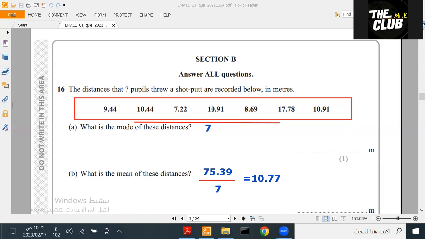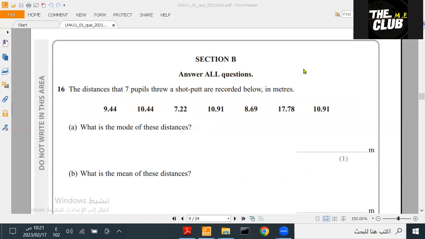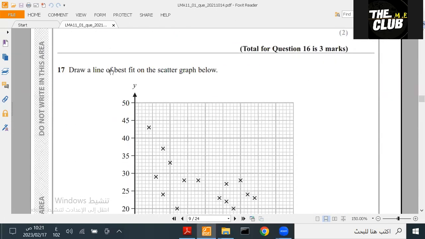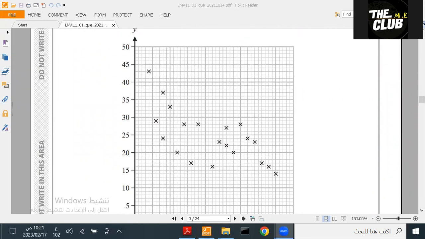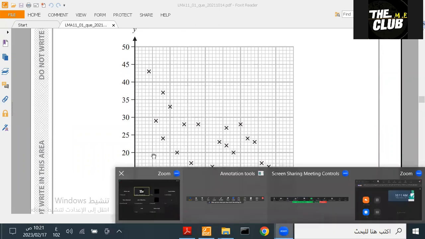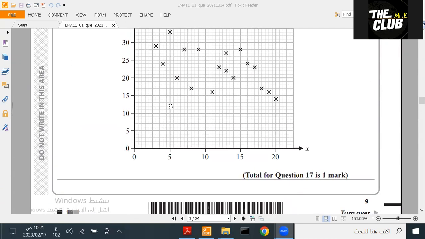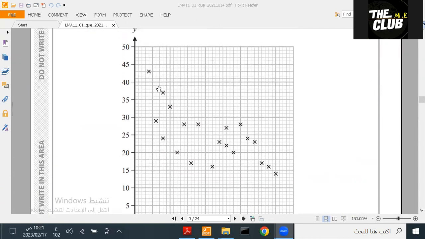Now let's move on to the next question. Okay, question 17. Draw a line of best fit on the scatter graph below. That's a scatter graph. I'm going to draw a line of best fit. Just that.